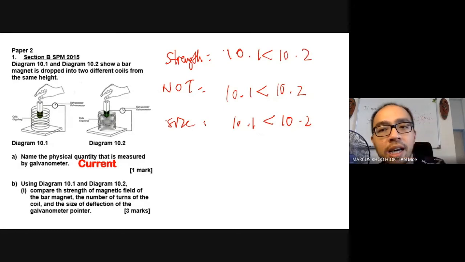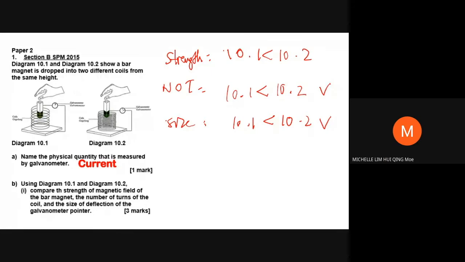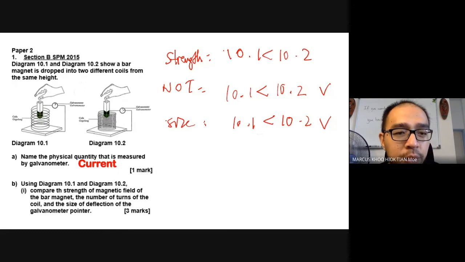How do you get that? I have no problem with this and this, but I have a slight issue with this. How do you know that the strength of the magnetic field of the bar magnet in 10.1 is smaller than 10.2? Because I think the cross-section area of the coil is smaller. Okay, but that will only affect the size of the deflection of the galvanometer. The strength of the magnetic field is because of the bar magnet. So you're essentially saying that the magnetic field of 10.2 is stronger than 10.1. Is that necessarily true?